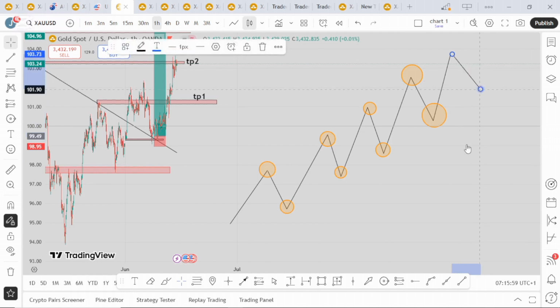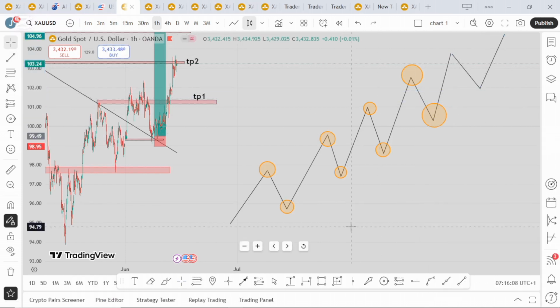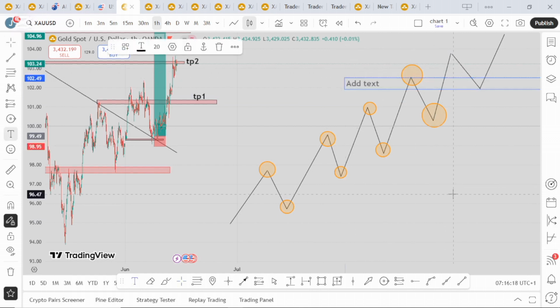Higher high, keep on seeing them, and another higher low. When you see price forming things like this, it is called a bullish market structure. This is a bullish market structure, guys.